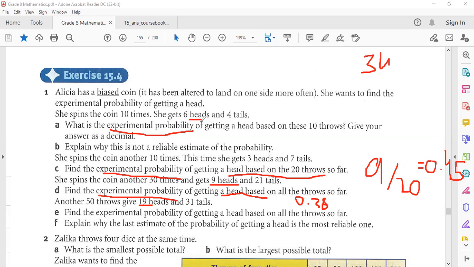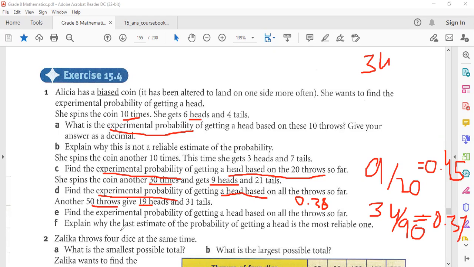Just give me a minute. What we need to write here is we add all these numbers. Here we have 30, here we have 50. 30 plus 50 is 80. 80 plus 10, 10 times we spun the coin, that is 90. So 34 divided by 90, I will get my answer, that is equal to 0.37.